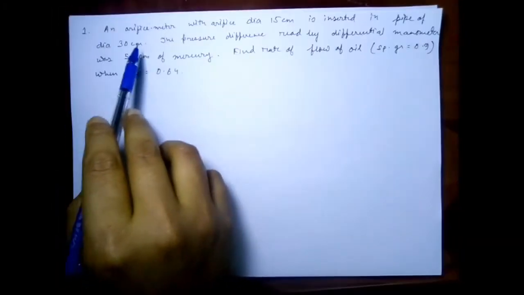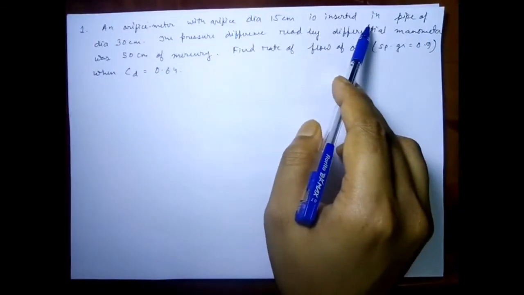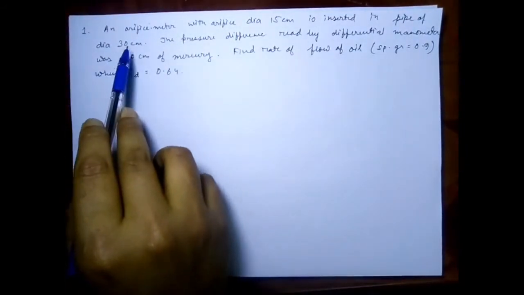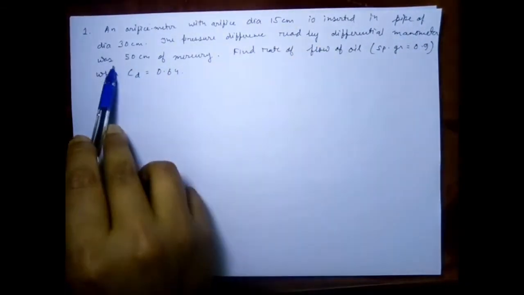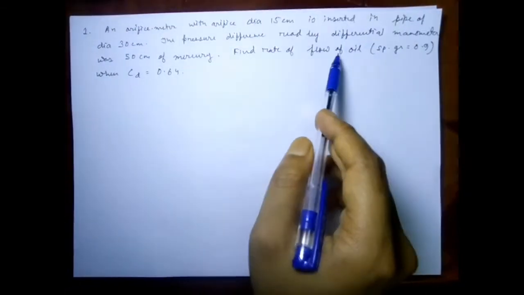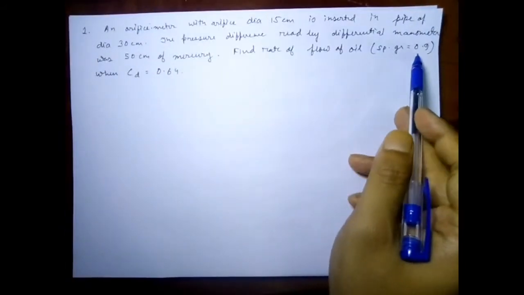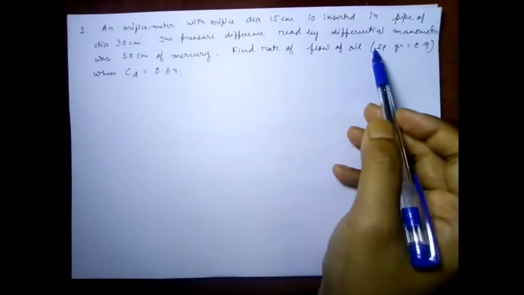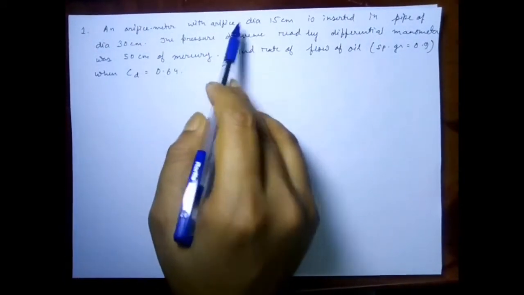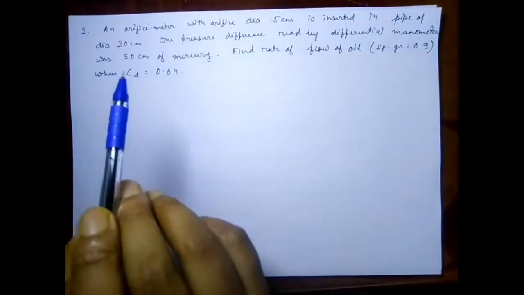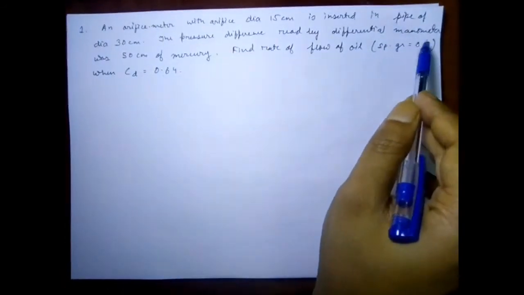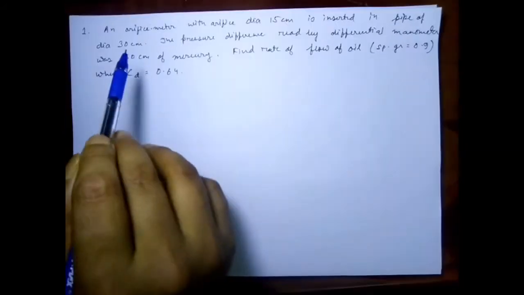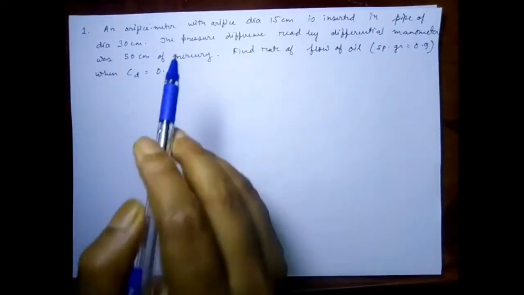It is given that an orifice meter with orifice diameter 15 cm is inserted in a pipe of diameter 30 cm. The pressure difference read by a differential manometer was 50 cm of mercury. Find the rate of flow of oil, specific gravity 0.9, when CD is 0.64. So we are given oil flowing through a particular pipe, an orifice meter is inserted to measure the rate of flow, and the pressure difference by a differential manometer at that place was read as 50 cm of mercury.